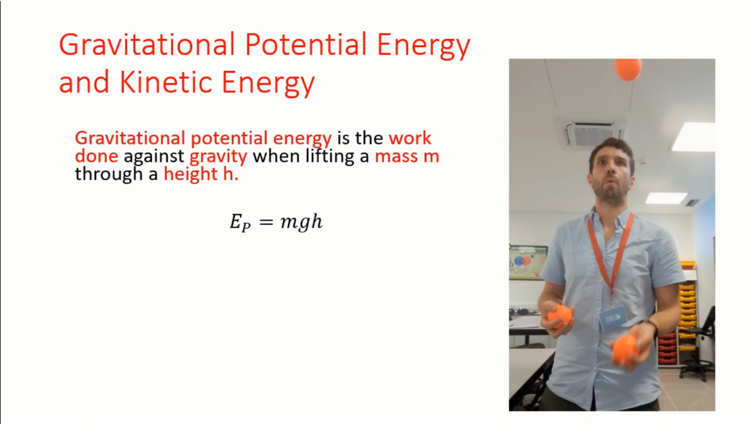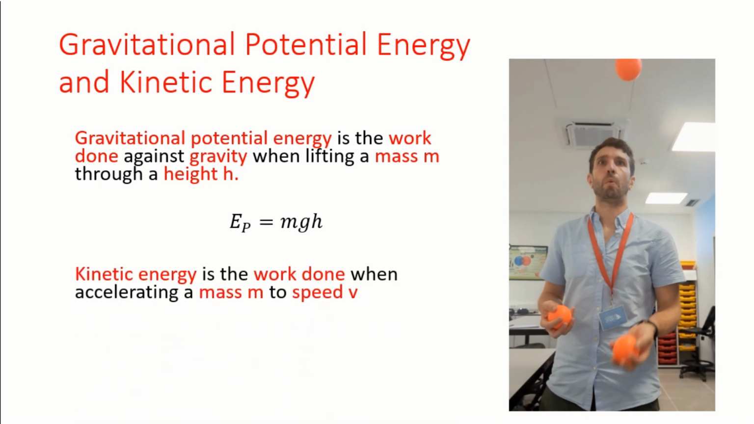h is just a vertical height measured in meters. And it's similar to the distance when you do work. Just specifically, it's an h because we're doing things vertically. Okay, so often we refer to gravitational potential energy as being EP equal to m times g times h.